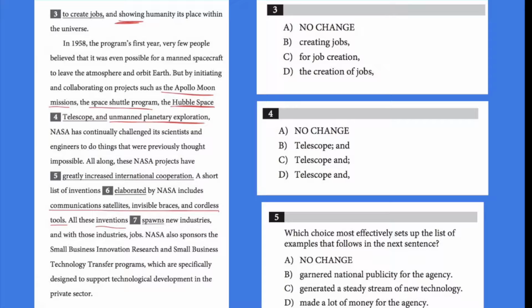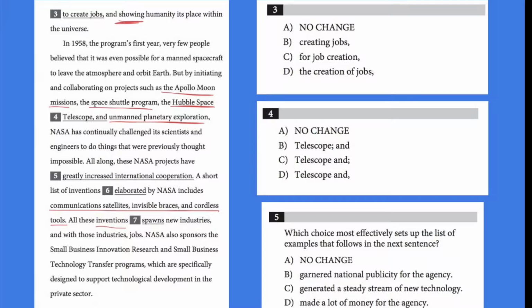Moving on to question 5. All along, these NASA projects have greatly increased international cooperation. Since question 5 is asking about the list that follows the next sentence, we must keep reading in order to find the answer. A short list of inventions elaborated by NASA includes communication satellites, invisible braces, and cordless tools.